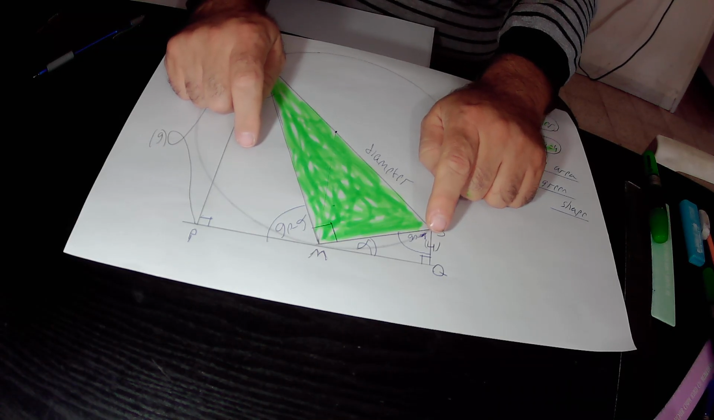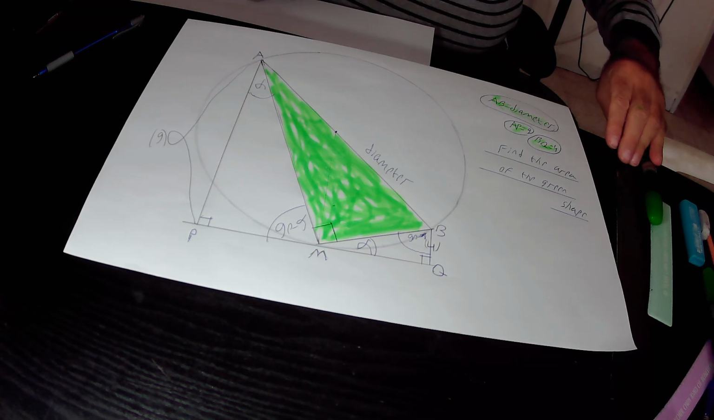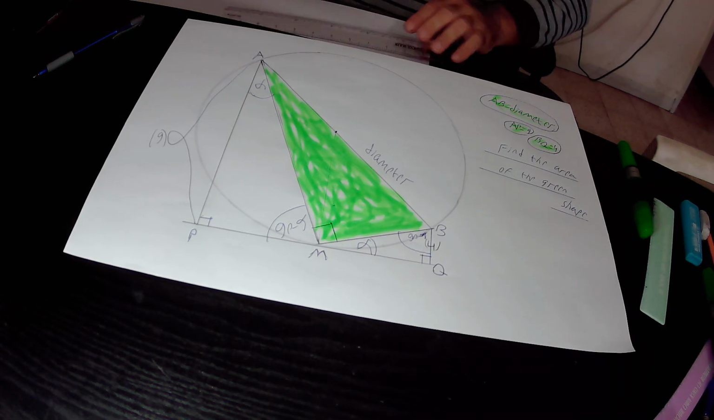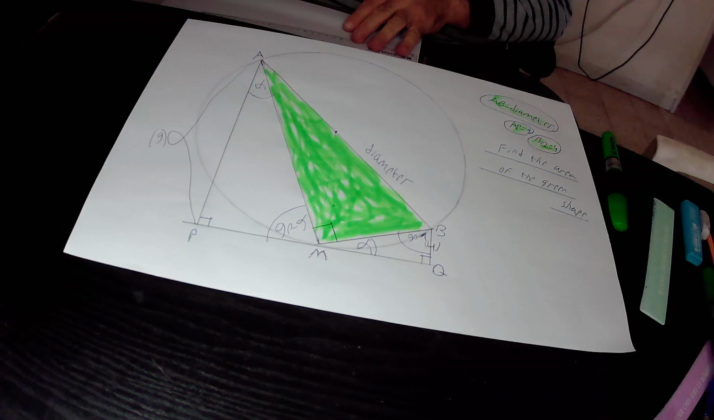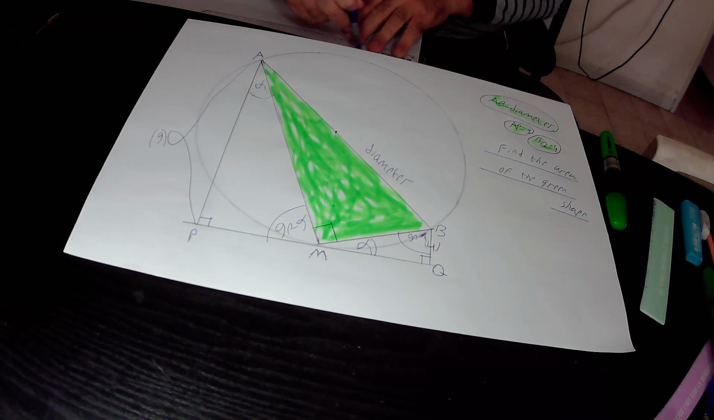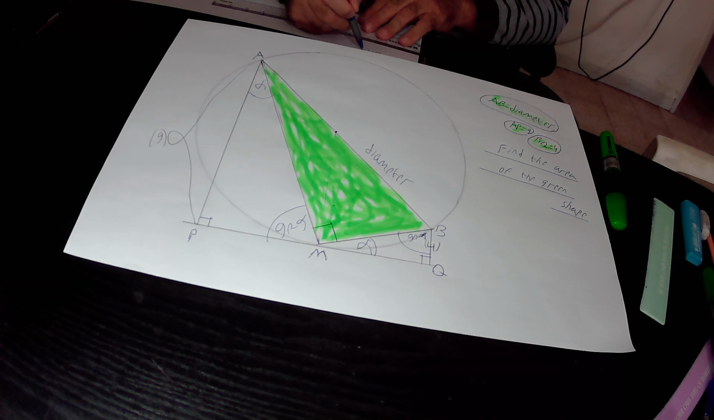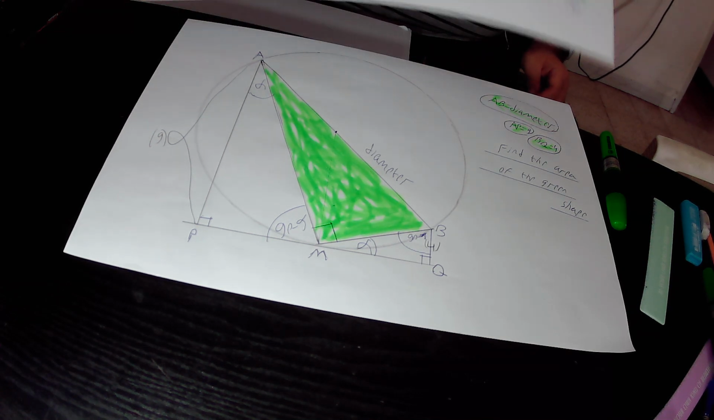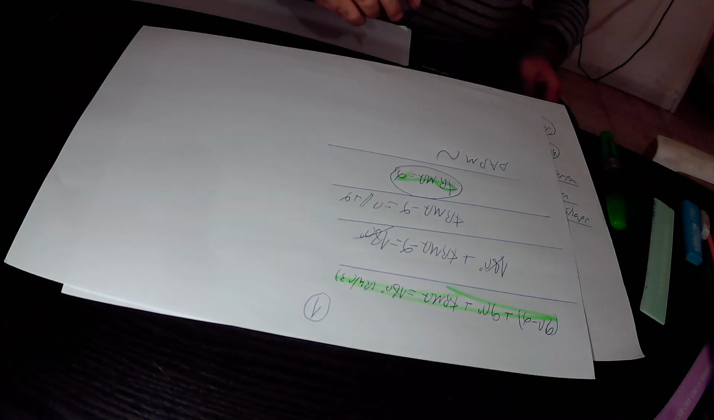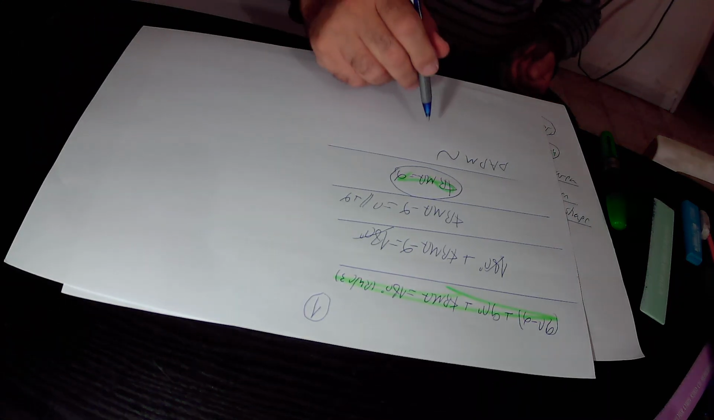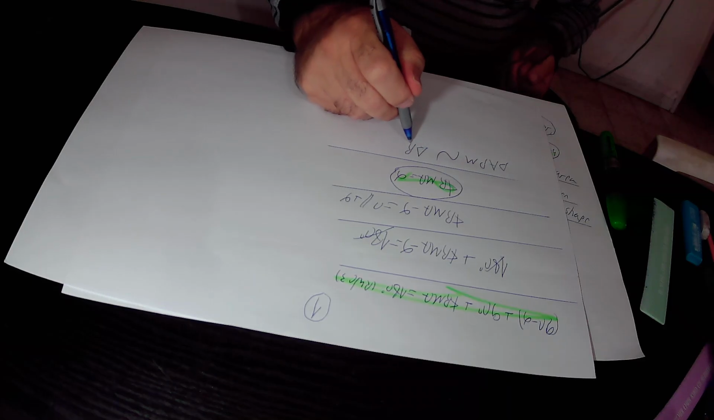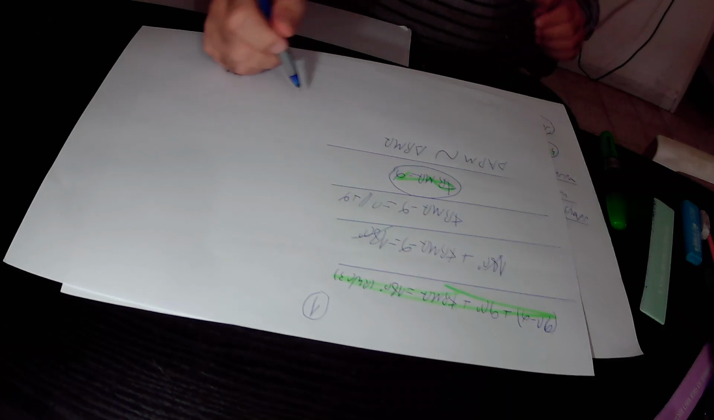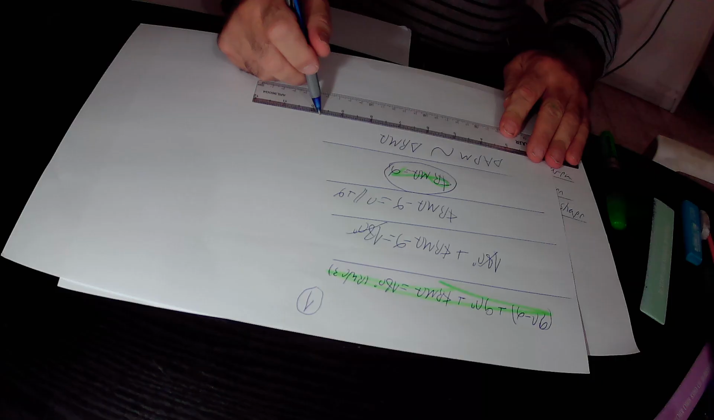So I write it down. We actually found out that the big right triangle APM is similar, this is the sign of similar, to the small right triangle BMQ according to the angle similarity rule.